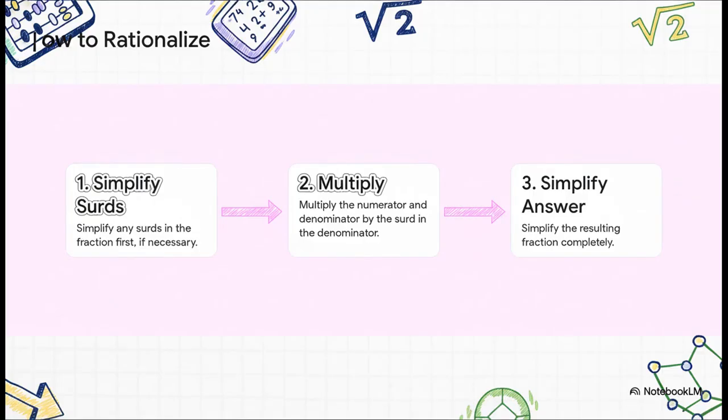So here's the game plan. It's basically a 3-step process. First, always check if you can simplify your radicals. It just makes life easier. Second, and this is the key move, you're going to multiply both the top and the bottom by whatever that square root is in the denominator. Remember, since you're multiplying by what is essentially the number 1, you're not changing the value of the fraction at all. And then third, you just clean up the final answer, simplify it down.